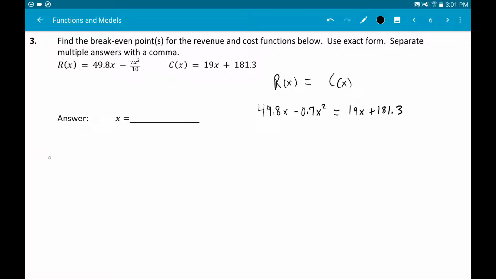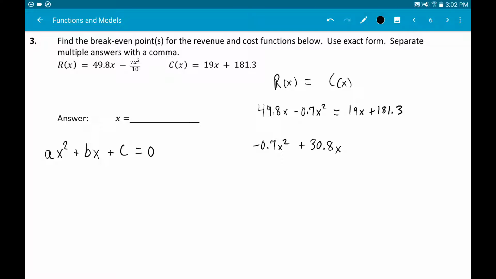So I'll go over here on the side. You need to have your quadratic equation in the form ax squared plus bx plus c equals 0. Okay, so let's go ahead and get our equation in that same form. So I've already got my x squared on the left side. I'm going to leave it where it is, negative 0.7x squared. Then I need my x terms on the left side. I've got 49.8x already on the left, and I've got 19x on the right. So I've got to subtract 19x over. So 49.8x minus 19x is going to be 30.8x.